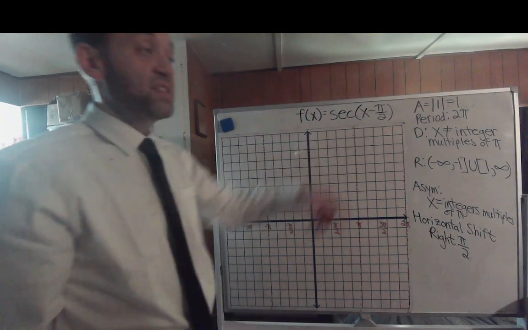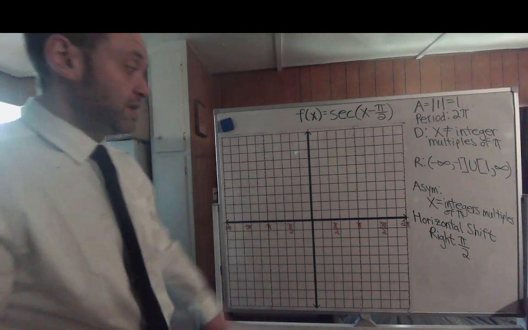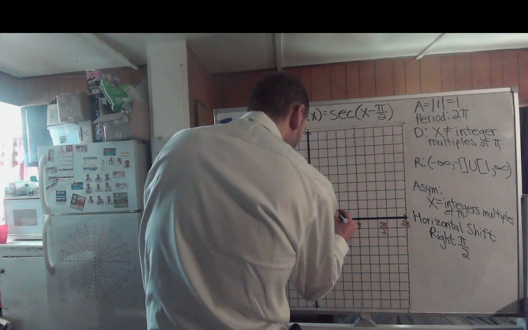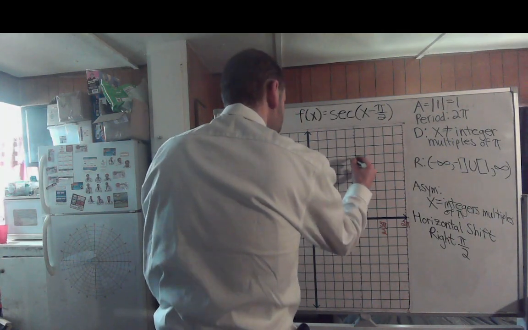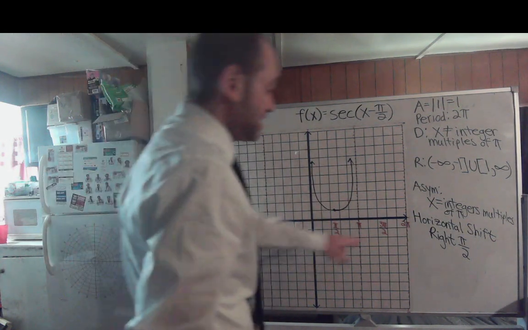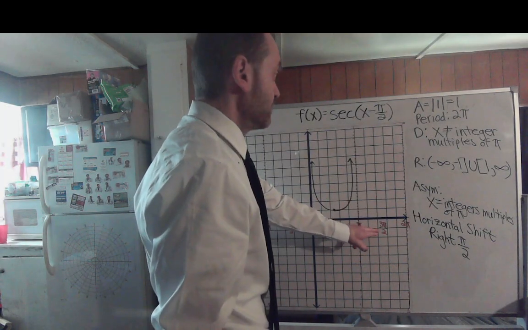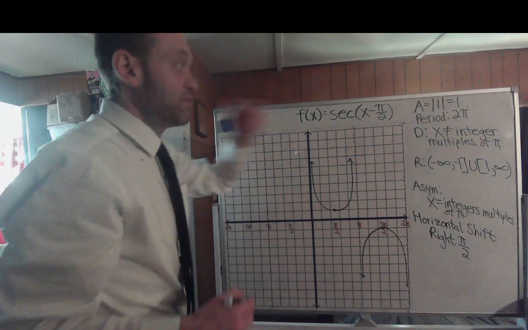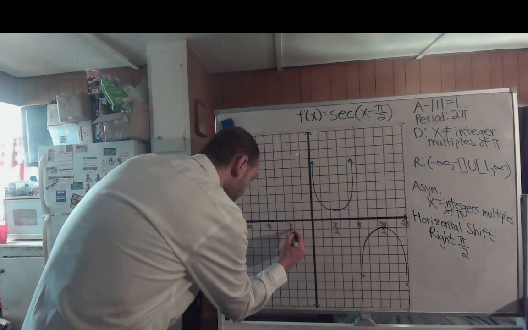Okay, so we know if we actually put in 0, you'll get the secant of negative pi over 2, which would be undefined. So if you put in pi over 2, you'll get the secant of 0, which is 1. Where normally the secant of pi over 2 is undefined, you have a shift to the right of pi over 2 units. And then if you put in 3 pi over 2, you'll actually end up getting the secant of pi, which is negative 1. And then if we put in negative pi over 2, you'll get the secant of negative pi, which is also negative 1.